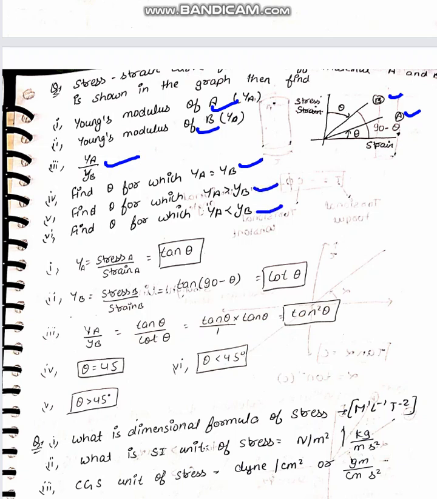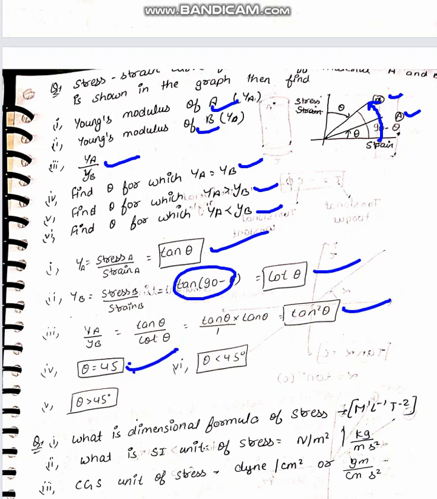Firstly, for graph A, we can see the angle from the strain axis is theta. So Young's modulus is going to be tan theta. However, for the second substance B, the angle from the stress axis is theta. So we have to take from the strain axis. That will be 90 minus theta, which will be equal to cot theta. If we calculate, the ratio comes out to be tan square theta. Under the condition under which they are equal, if you equate them, put tan square theta as 1, so theta will be 45.